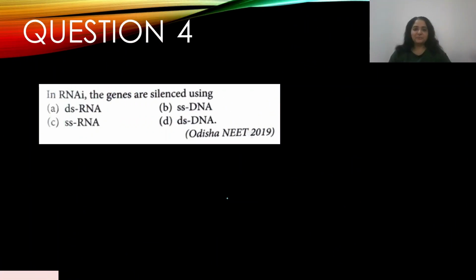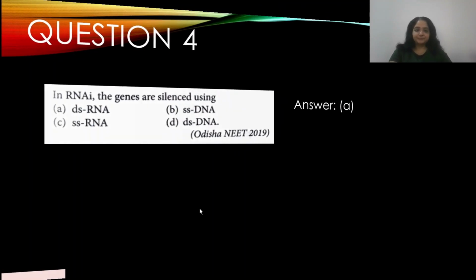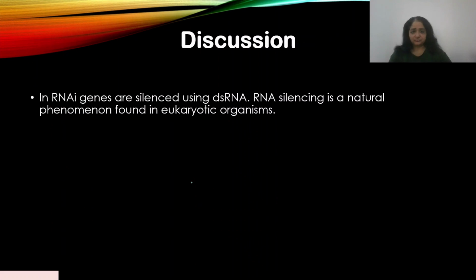All right, so question number 4. In RNAi, the genes are silenced using, this appeared in NEET 2019, A. dsRNA, B. ssRNA, C. ssRNA, D. dsRNA. So ds is double stranded and ss is single stranded, all right? So in RNAi, that's RNA interference, the genes are silenced using A, double-stranded RNA. Okay, so the answer is A. Let's go to the discussion.